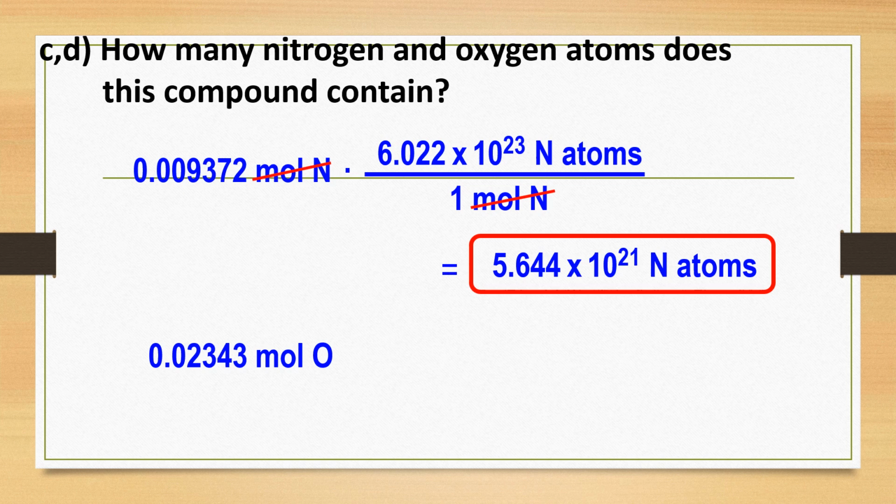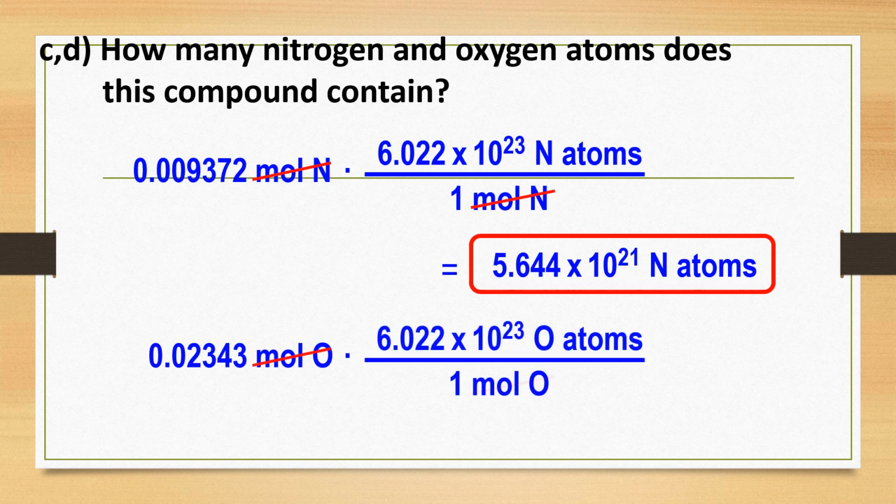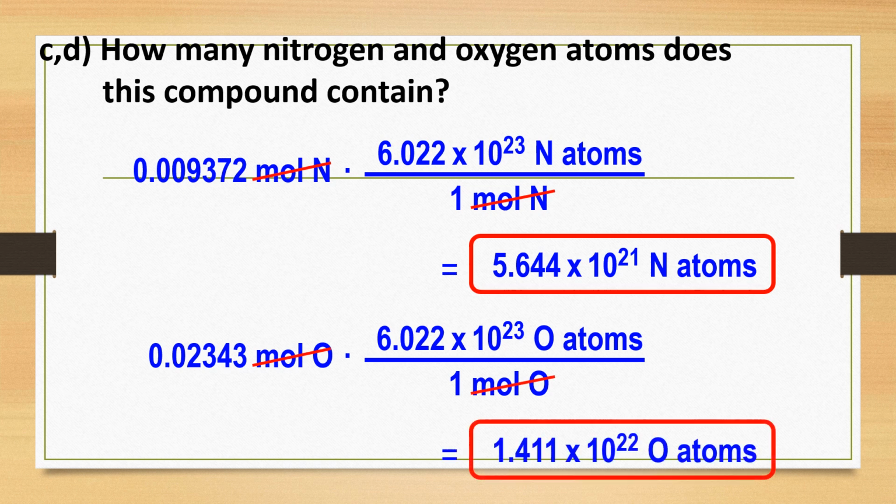Similarly, we can do that with the previous slide's answer for the mole number of oxygen. We once again multiply that by Avogadro's number, and that gives us the number of oxygen atoms, which is 1.411 times 10 to the 22nd.